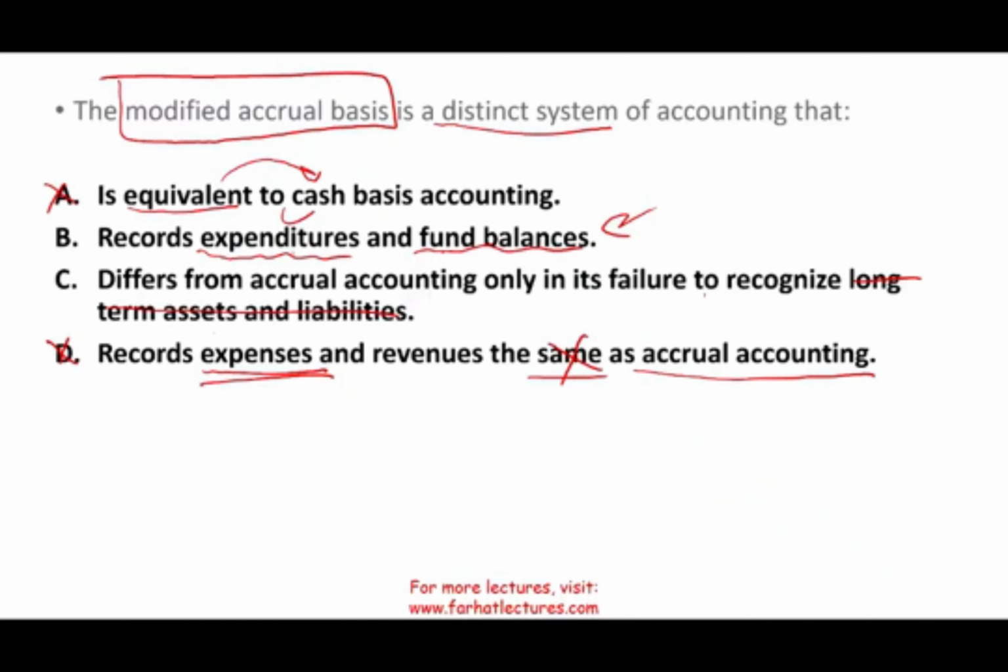It's partially correct because it also differs in terms of revenue recognition. Under the modified basis, and you need to know this, we record revenue when the funds are measurable and available to finance current expenditure, the expenditure in the current period. So it's not only that. So C is out. B is the best answer because C says only. That's not the only thing it differs in. It does differ in that sense, we don't have long-term assets and long-term liabilities, but that's not the only difference.